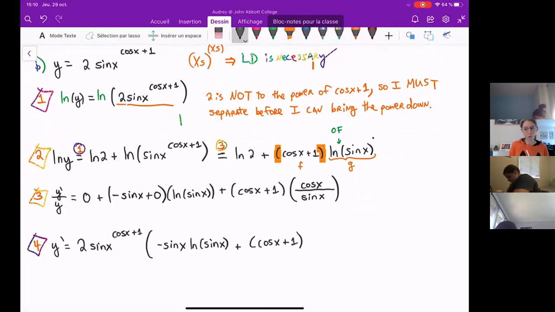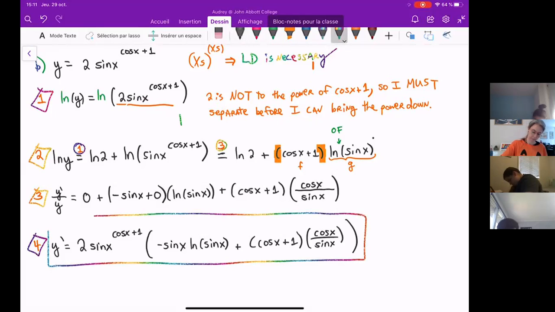I can turn that into a cotangent x if I want to, but I can also just leave it cosine x over sine x, and that's equally fine. And this is my final answer. Okay, are there any questions about this problem?